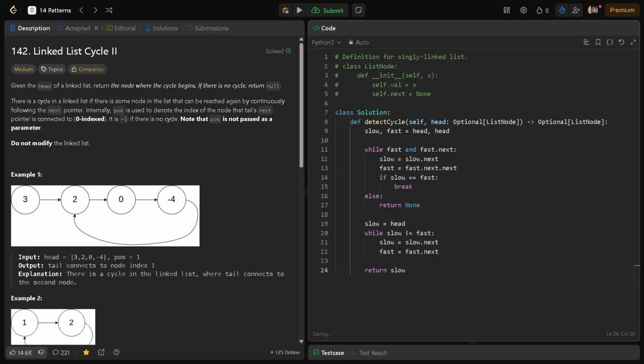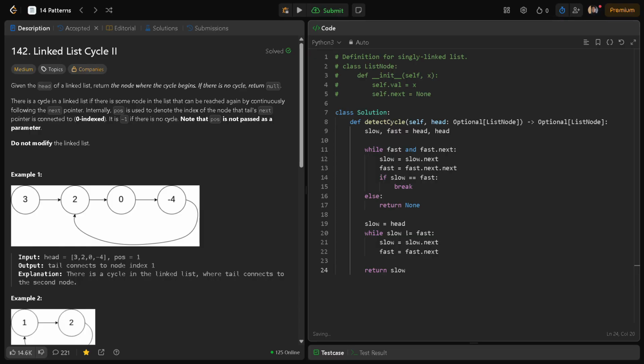After updating the pointers, we check if slow is equal to fast. If they meet, that means a cycle exists. When this happens, we break out of the loop. If the while loop ends without slow and fast ever meeting, that means there is no cycle, so we simply return null.